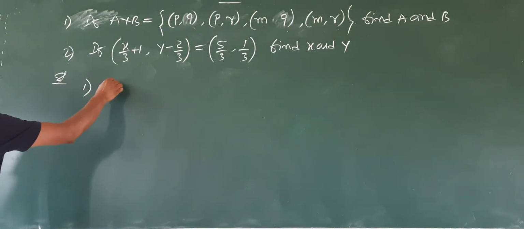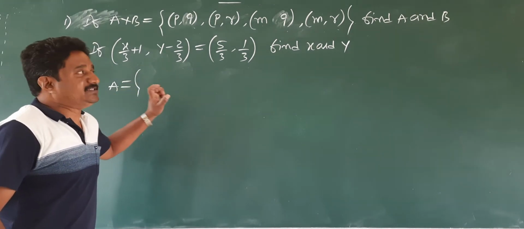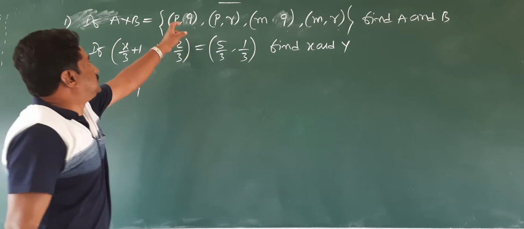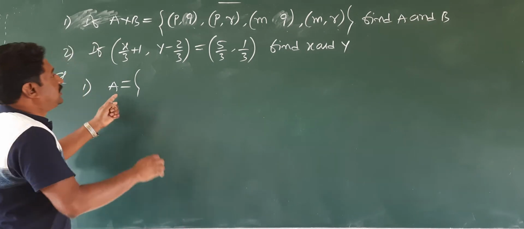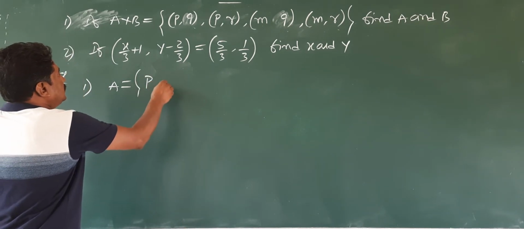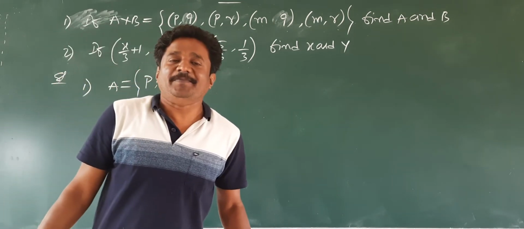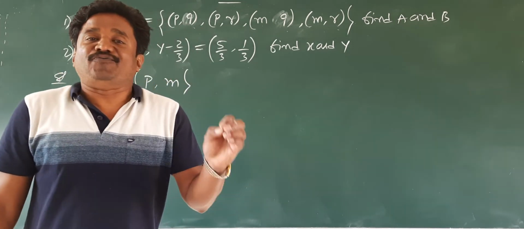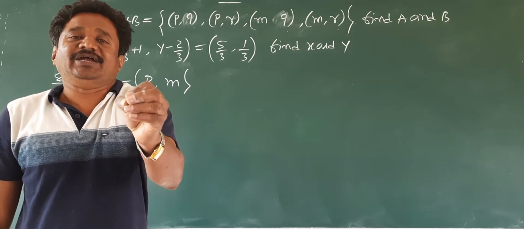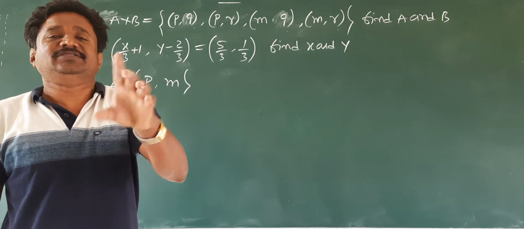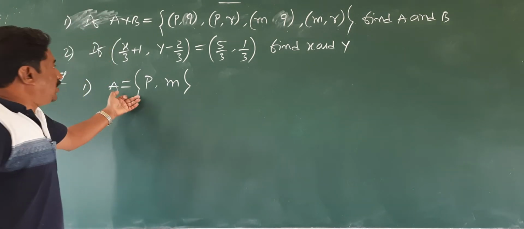Solution. First, set A. So tell me first entries. For set A, you collect first entries: p, m. Tell me elements of set A. So p, m. While forming the set, we won't repeat the elements. We won't collect the same element more times. That basic concept you know very well. So right, we got set A.